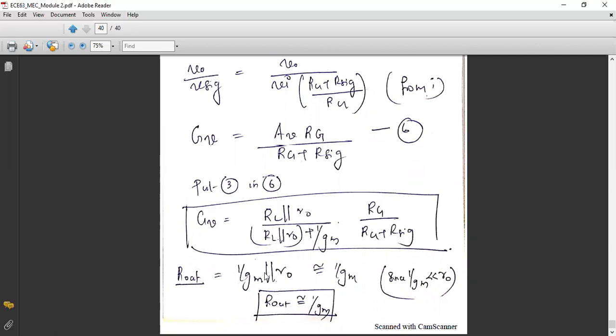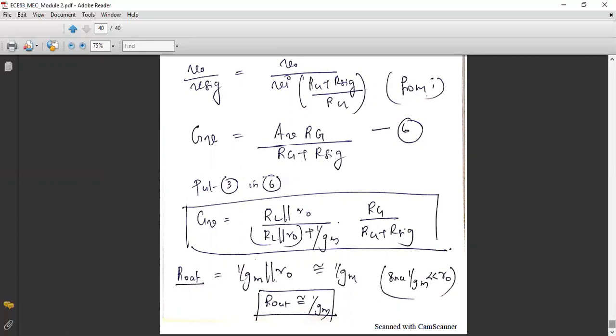Whenever two resistors are connected in parallel, the equivalent resistance will be the smaller one. Please keep it in mind. Whenever two resistors are connected in parallel, the equivalent resistance value will be equal to the smallest one. So here, as I have mentioned, 1/gm is very much less than R0. So which is small here? 1/gm. So this answer will be approximately equal to 1/gm. That is our output resistance.